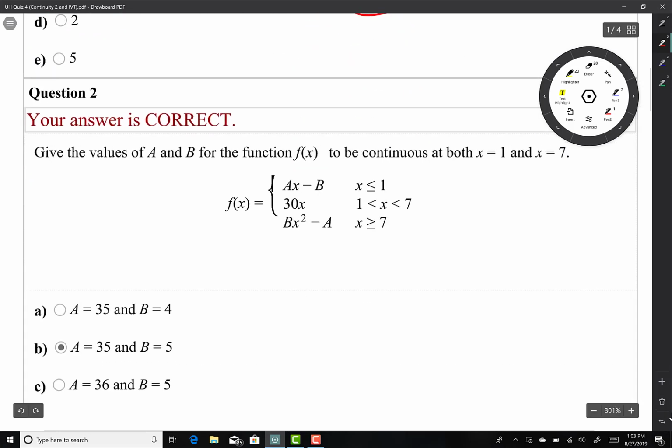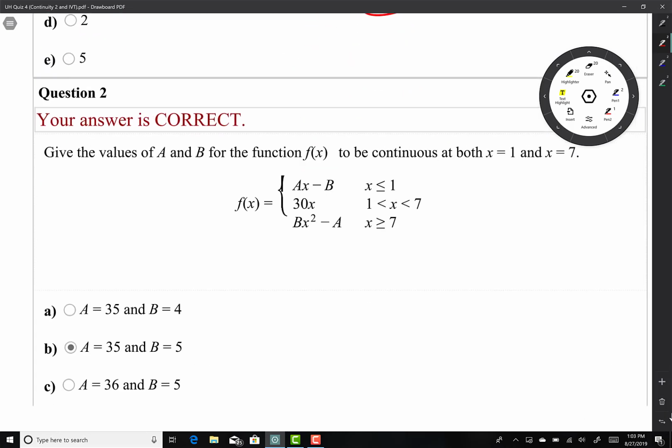This time they ask you to find the values of a and b to be continuous at 1 and at 7. So what you do is you set these two equations equal to each other first at 1. So plug in a 1 for x. So a times 1 minus b equals 30 times 1 is 30.